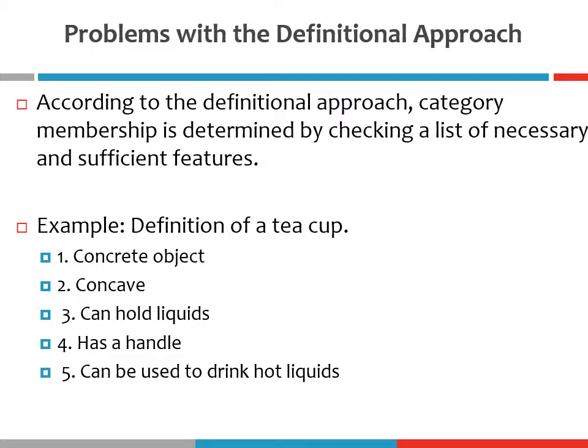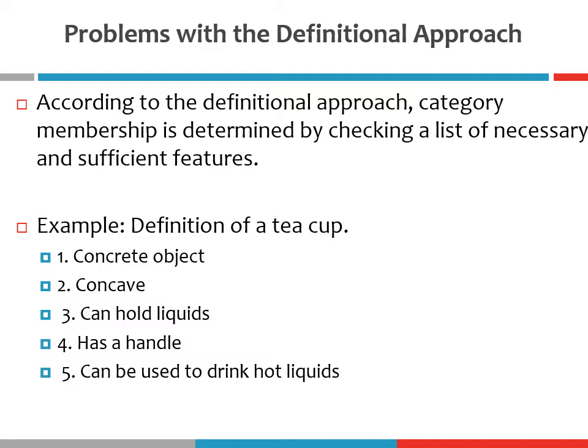Okay, so again, according to the definitional approach, category membership is basically determined simply by checking off a list of necessary features, right? So for example, we might define something as a teacup if it's a concrete object, if it's concave or it has a hole in it, if it holds liquids, if it has a handle, and if it can be used to drink hot liquids, right?